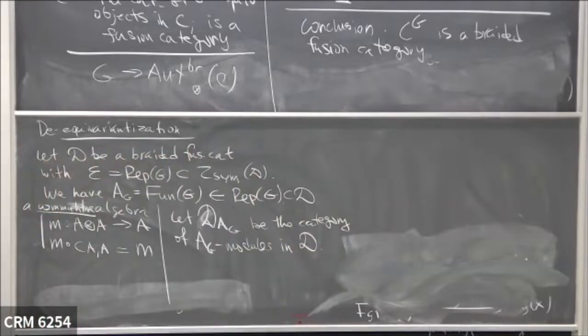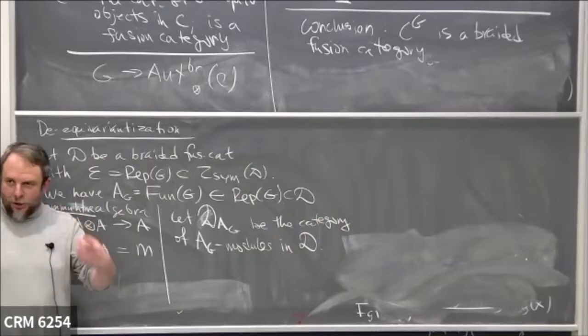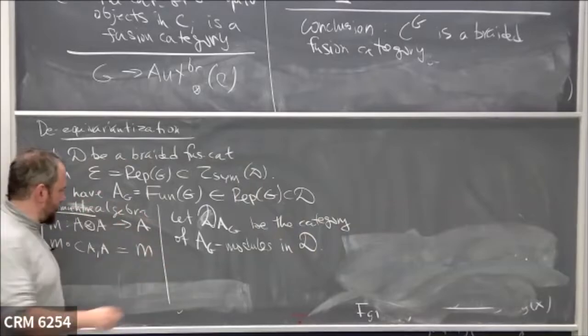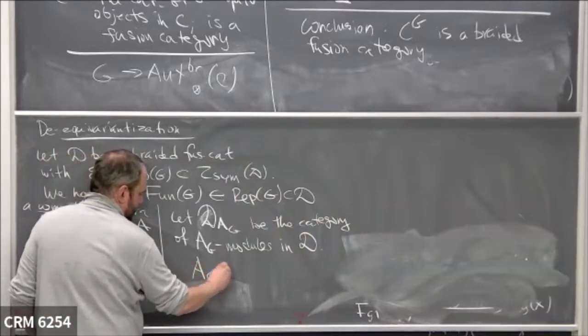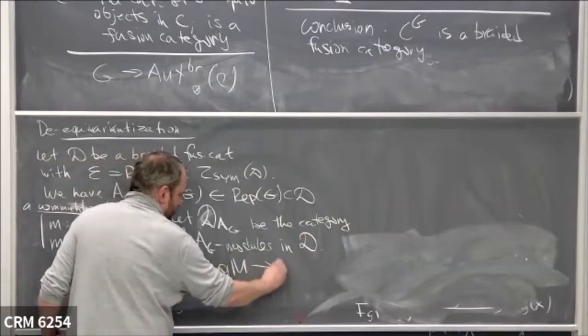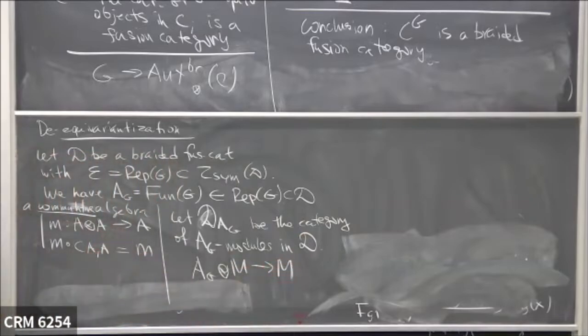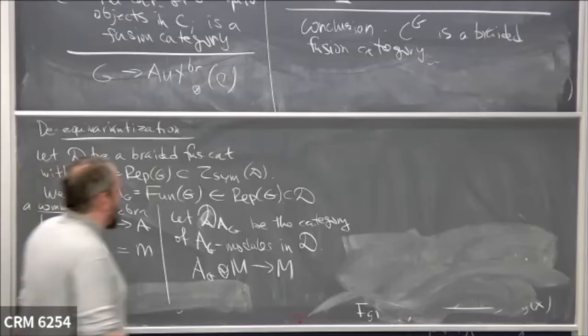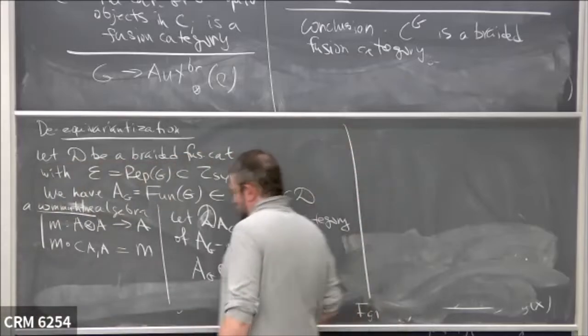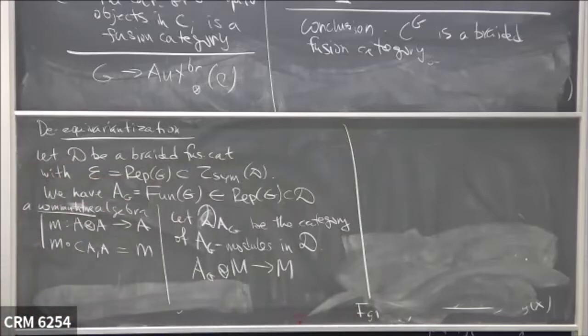Okay, again, a module is a module, right? It's an object along with the morphism, like this AG tensor M to M, that satisfies the usual associativity that module action satisfies. Okay, now, as is well known, modules over a commutative algebra can be tensored, right?